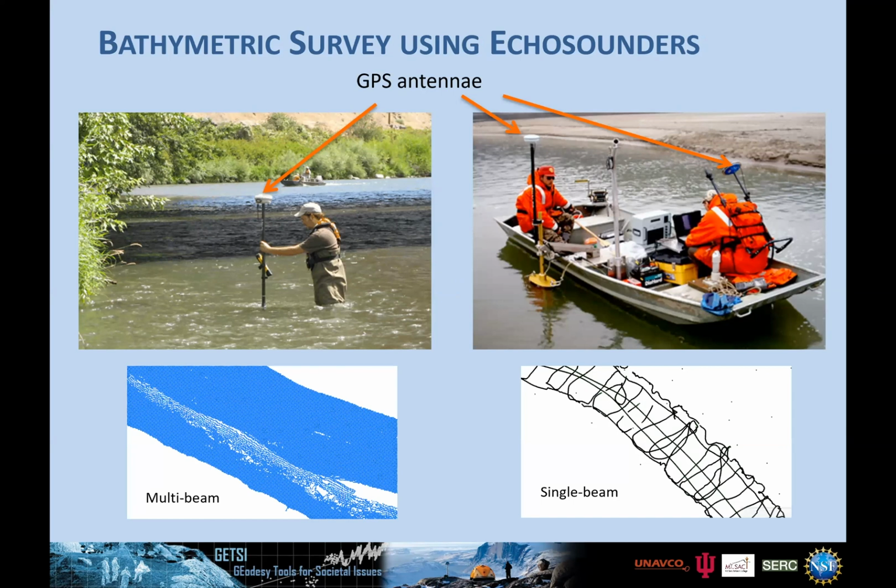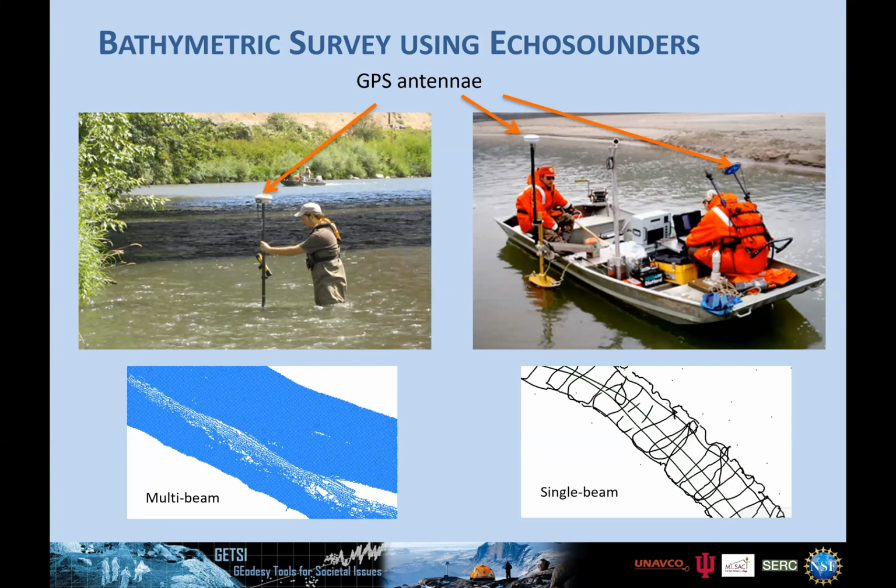So what you see on this slide is a survey being done on a boat. There is an echo sounder there. That echo sounder sends a signal into the riverbed and calculates the water depth. There is a GPS antenna that gets the XY location for all the points where the water depth is being measured. And depending on the equipment that is used, you end up with different data sets.